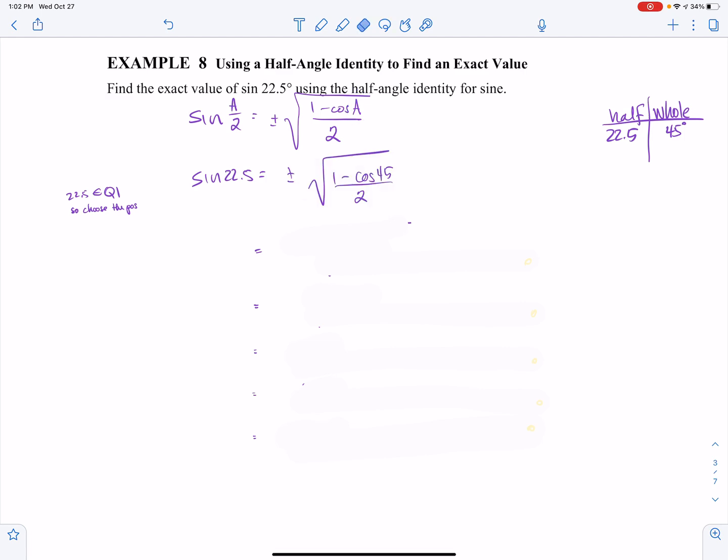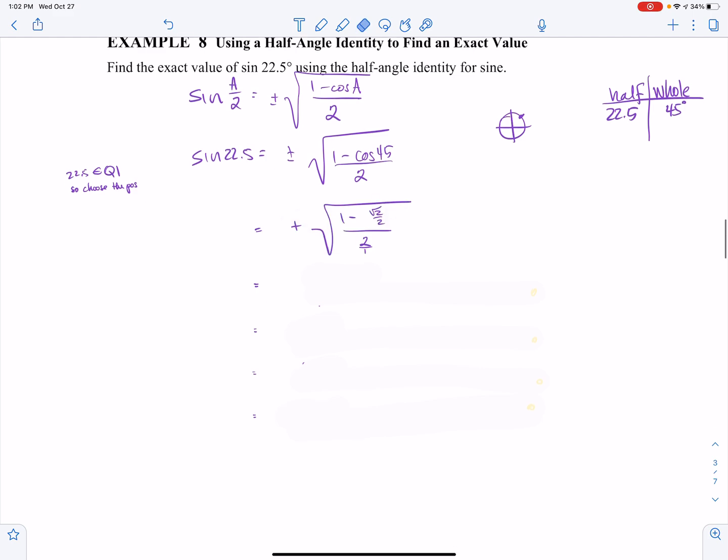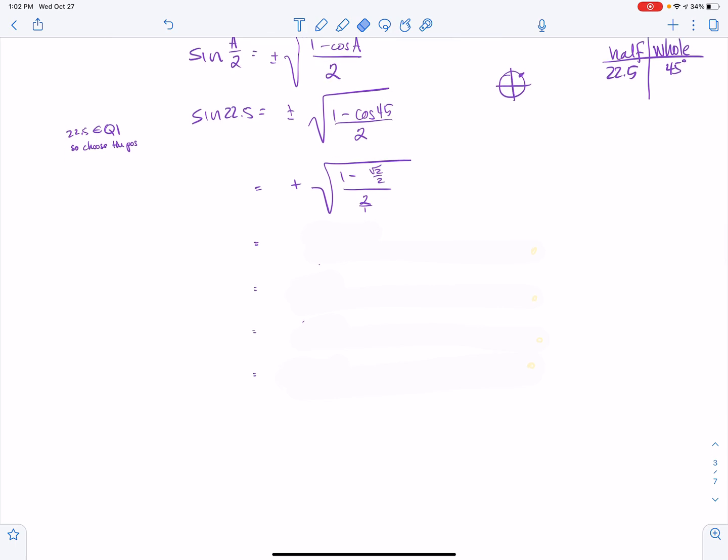This will be plus or minus the square root of 1 minus cosine 45 all over 2. Cosine 45, we know that 45 is smack dab in the middle of the first quadrant, so this is going to be the value of root 2 over 2. I personally like to get a common denominator up on top, so I will change this into a 2 over 2.